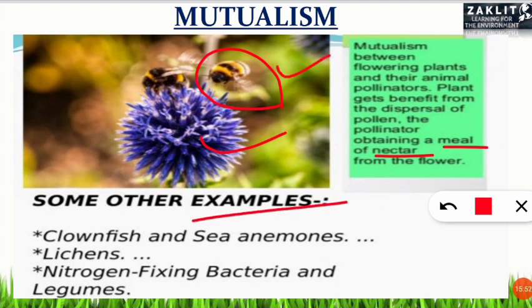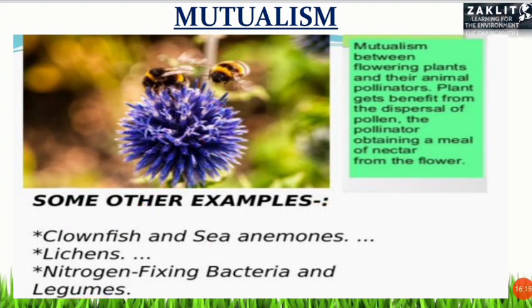Some other examples are clownfish and sea anemone in the ocean. You have seen lichens also, that is the symbiotic relationship between the fungi and algae. So that is an example, and most important, that is nitrogen fixation. We all know the bacteria living in the legume plants are fixing the nitrogen. As a result, they are getting the food from the plants and they are providing nitrogen to the plants. So these are some of the examples, you should note them down.